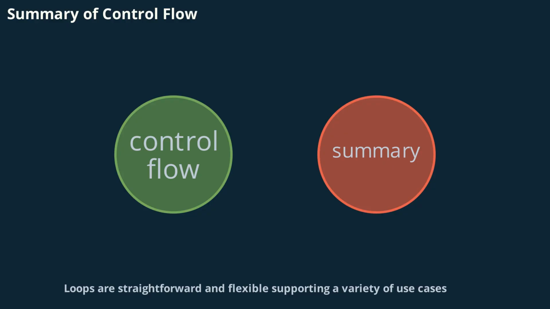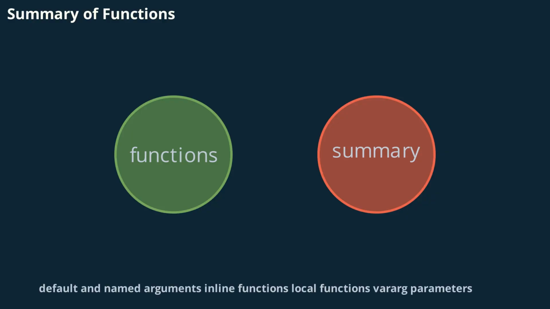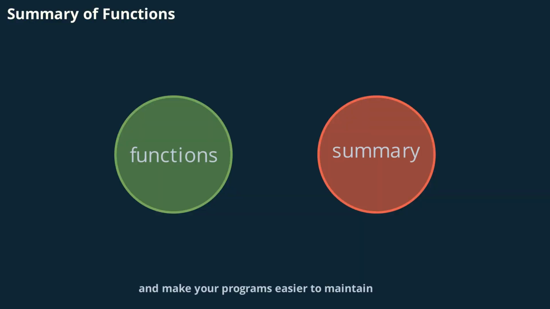Loops are straightforward and flexible, supporting a variety of use cases. Kotlin's function features, lambdas, high-order functions, default and named arguments, inline functions, local functions, vararg parameters, and infix notation, give you powerful tools to write clean, modular, and efficient code. These features help you avoid repetition, improve readability, and make your programs easier to maintain.